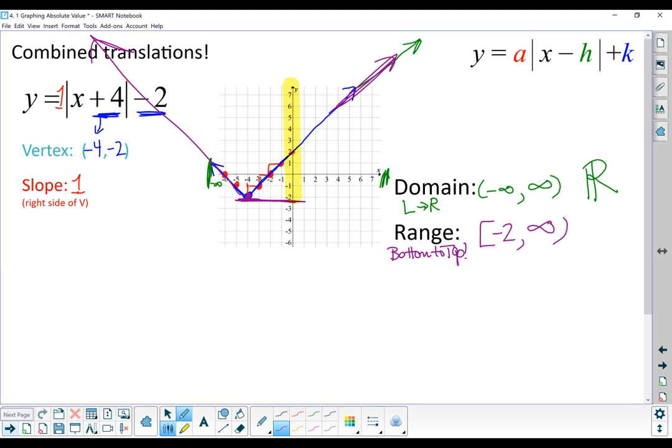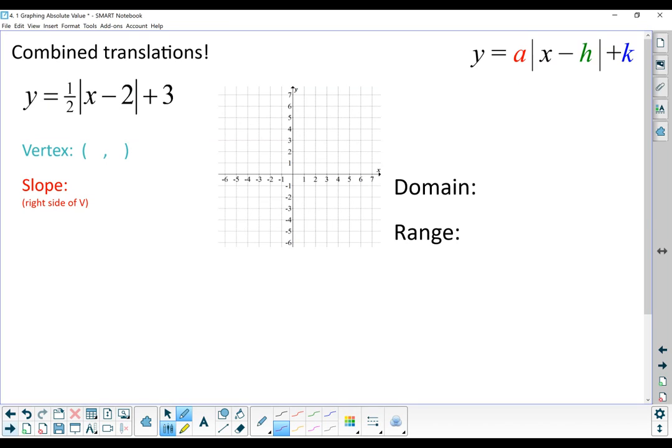Okay, let's try another one of those. So we've got y equals 1/2 of the absolute value of x minus 2, plus 3. So we need to first identify our vertex. It's going to come from these two numbers. So our vertex is going to be 2, 3. Remember that we don't have a -2 here. We have a +2 for our vertex. So our vertex is over 2 and up 3.